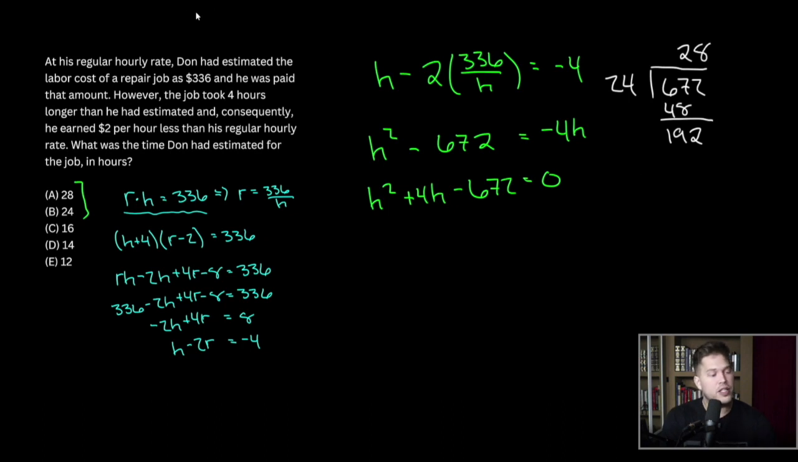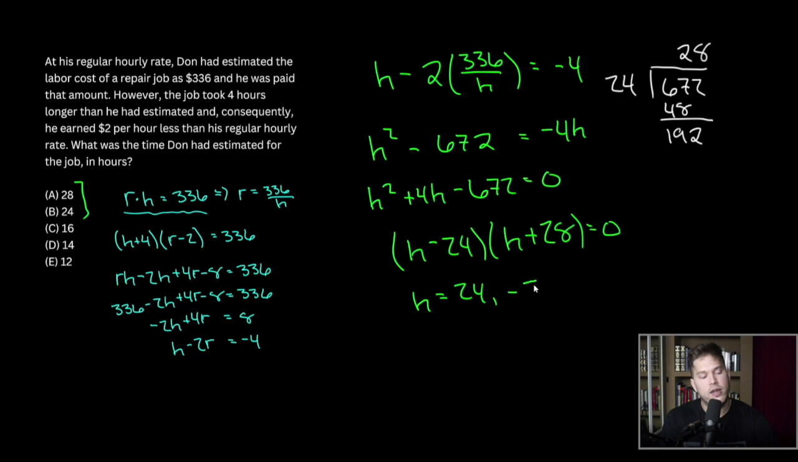So I can see I have my two factors of 24 and 28, such that this equation factors to give me h minus 24 times h plus 28, and this equals 0. So I know my two solutions are h equals 24 and negative 28. Of course, you can't have a negative hourly amount, so our answer is going to be answer choice B. Don estimated this work to be 24 hours.